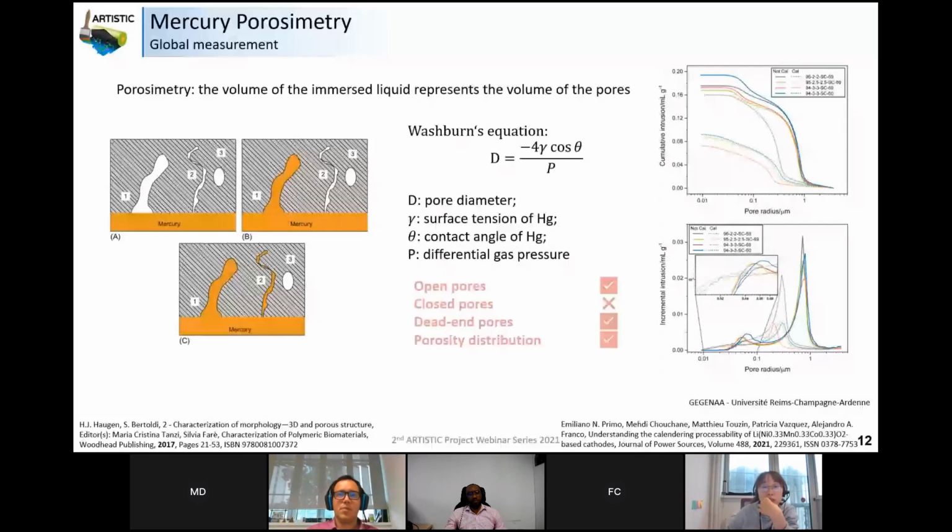With this method, we can measure the open pores and the dead-end pores, and get the pore size distribution, and pore sizes above 1.5 nanometers can be identified.